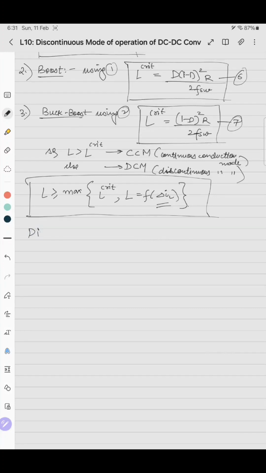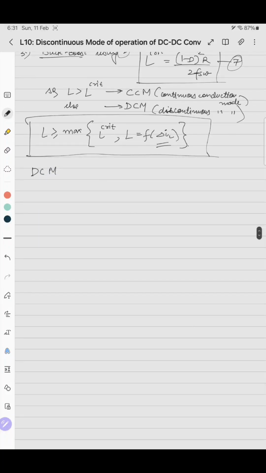So, DCM operation of DC-DC buck converter.